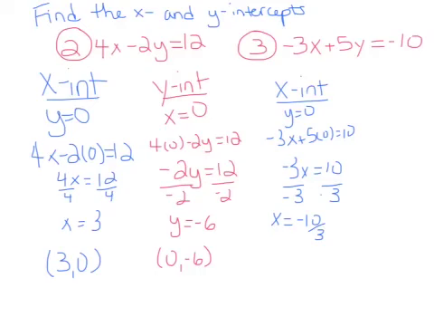So don't let that scare you just because it's a fraction. For now, you can just write it as negative 10 over 3. And don't forget to write it as a coordinate point. So you're going to have a y of 0.